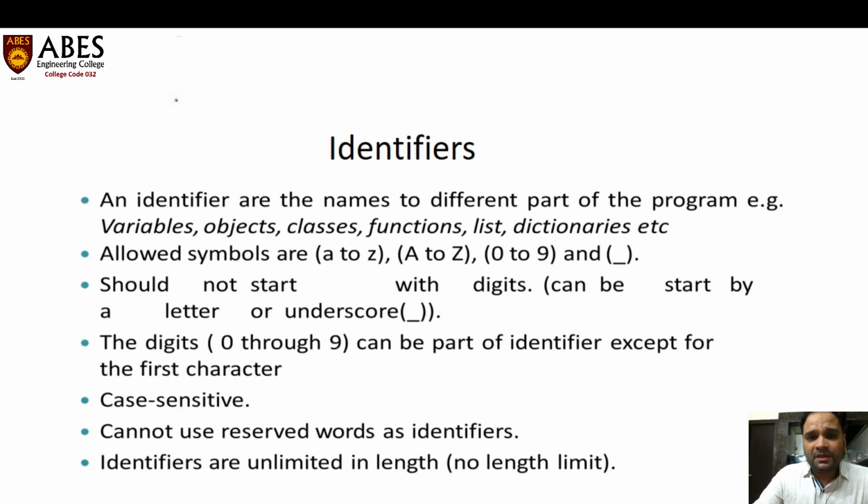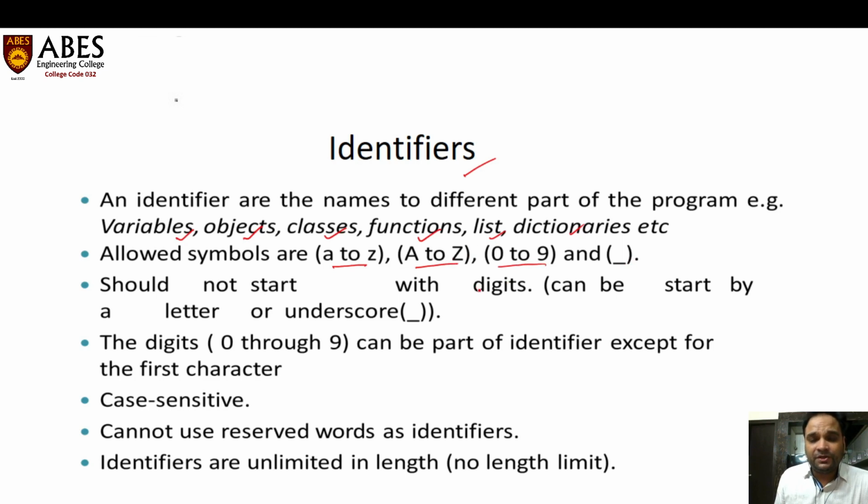So what are identifiers? Identifiers are the names of different parts of the program, such as the names we give to variables. In programming, we provide names to variables, and custom names to objects, classes, functions, lists, dictionaries, and so on. These names are called identifiers. We can use symbols like small a to z, capital A to Z, digits 0 to 9, and underscore. We can use a combination of these symbols as an identifier.